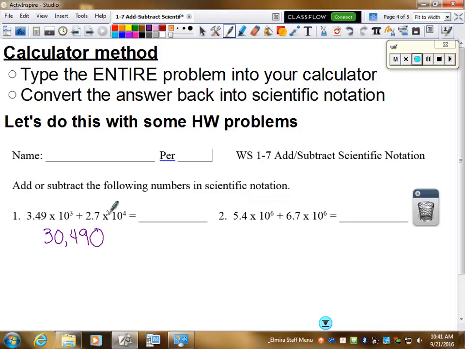I can type the whole thing in. But remember, I need to answer in scientific notation. So I need to put my decimal after the 3. I have to include this 0 on my answer line because it is between non-zero digits. So it's not a 0, that's an ending 0 that I can cut off. 1, 2, 3, 4 digits. So times 10 to the 4th power.